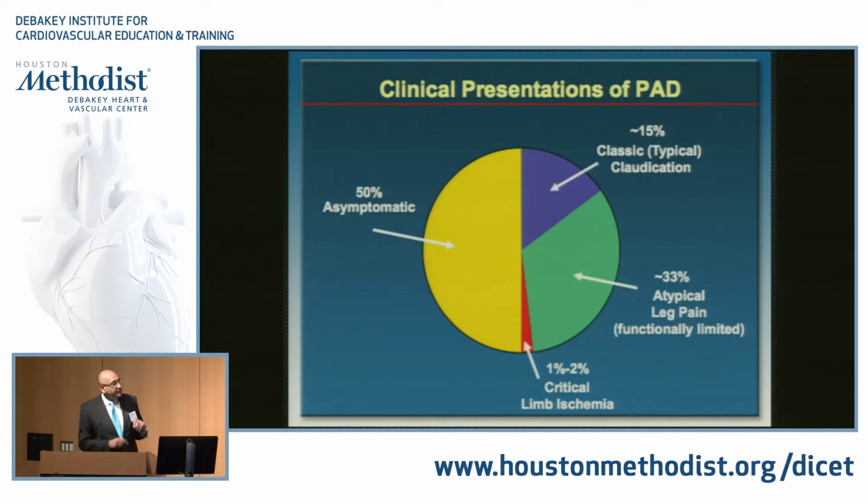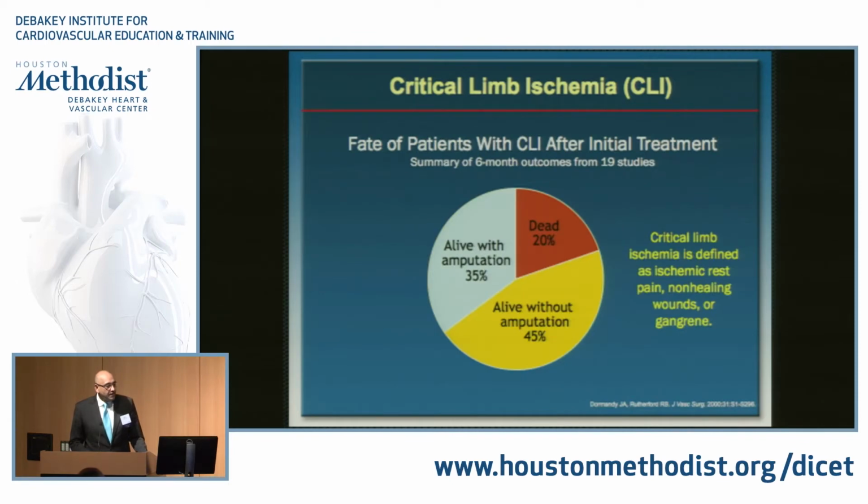What are the clinical presentations of PAD? We talked about 50%, the vast majority, being asymptomatic, so they have blockages, they just don't feel it. Only 15% have classic or typical claudication, the vast majority have atypical leg pains, and only 1 or 2% have CLI, which is almost an emergency in terms of limb salvage issues. Because once you develop CLI, it's really bad. About 45% of people stay alive without amputation, but 20% are dead within the first 6 months, and about 35% are alive but with an amputation.